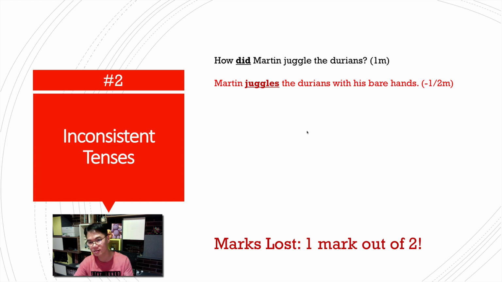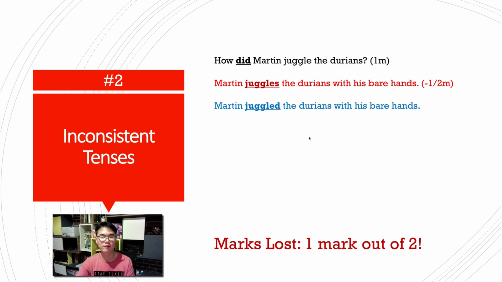Let's take a look at the second question, all right? After we've read about Martin juggling the durians, what's going to happen next? Okay, Martin juggled the durians with his bare hands. This is the correct answer, sorry. So before we move on to the next question, look at the correct answer. Martin juggled. And this is then in the correct tense. Juggled is in the past tense, right? And that lines up with did, all right? Juggled and did are consistent in terms of tense.